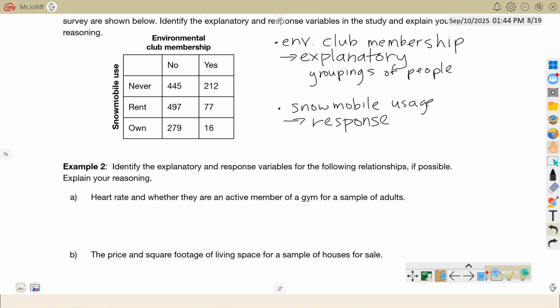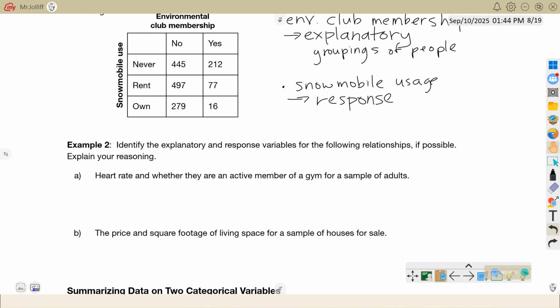Next one, same process. Identify the explanatory and response variables. If possible, explain your reasoning. A says heart rate and whether they are an active member of a gym for a sample of adults. Give you about 30 seconds to process.